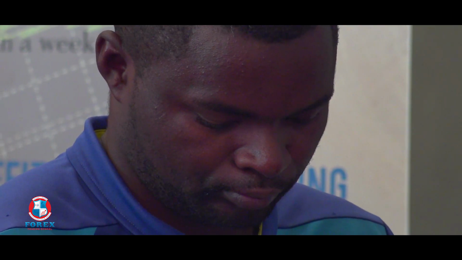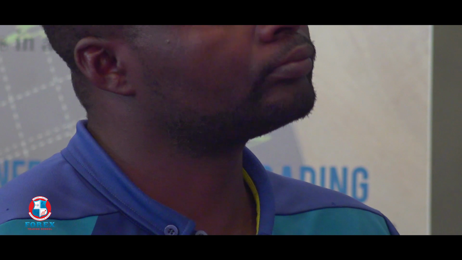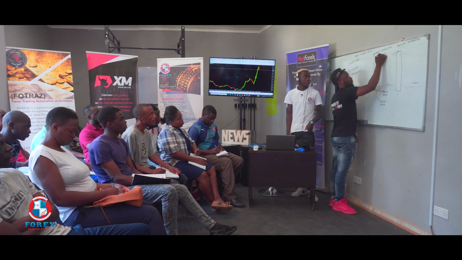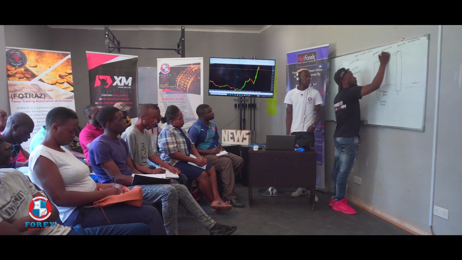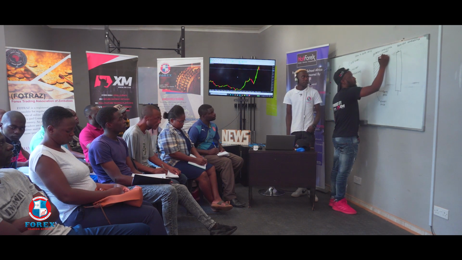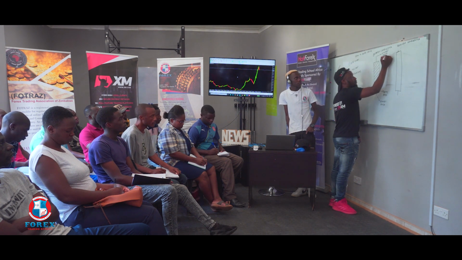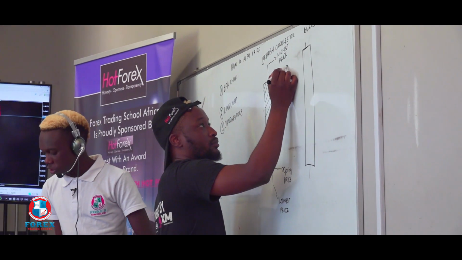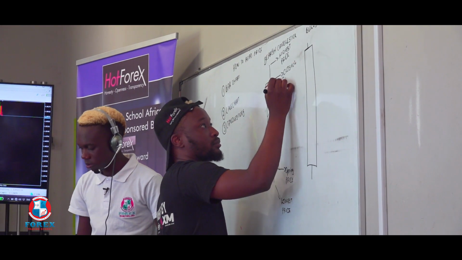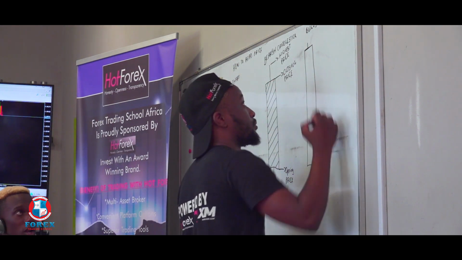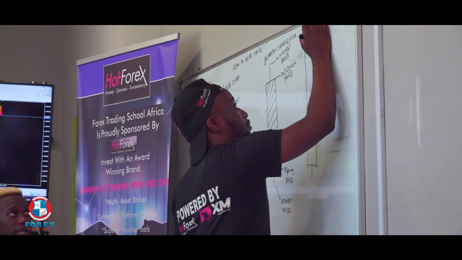Then you also have the lowest price. That is the lowest price that price reached within that time period. Then you have the highest price, which price would have reached within that time period as well. Then there is the closing price.